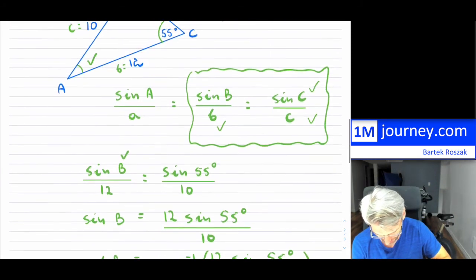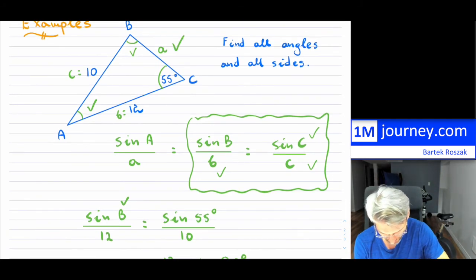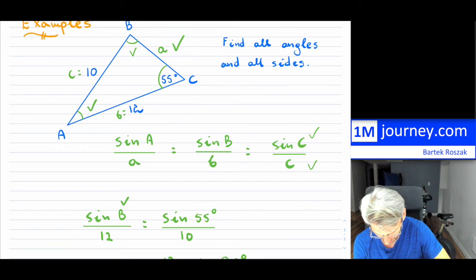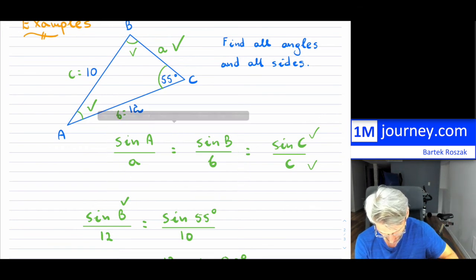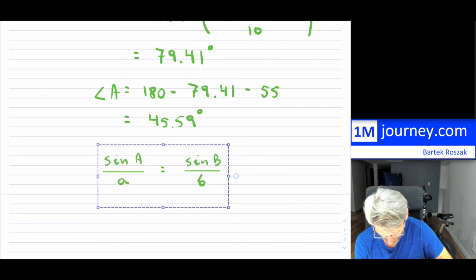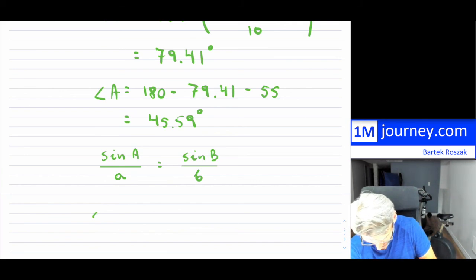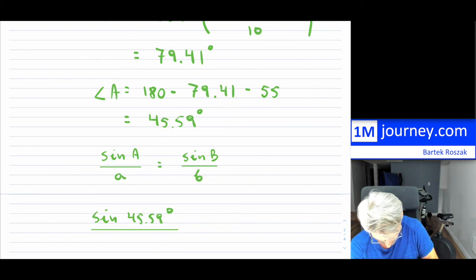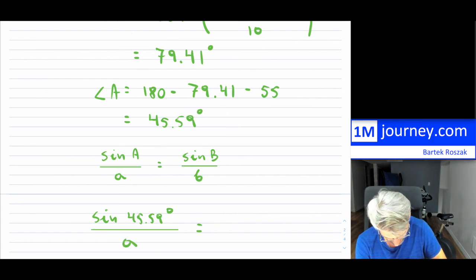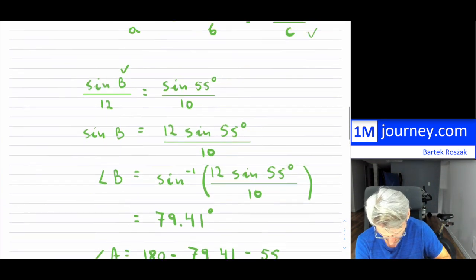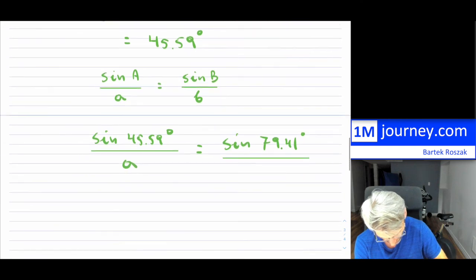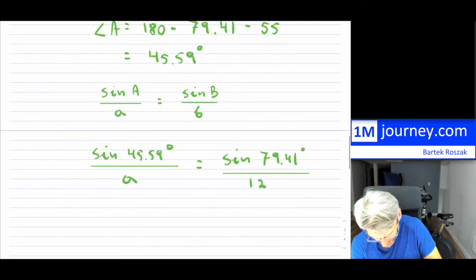And so what else? We need this side A. If I want to know this A, I'm going to take this part of the sine law and substitute that in there. So I have sine of 45.59 divided by A, which I don't know, equals sine of B, which was 79.41, divided by B, which was 12. And now we can solve for this A.